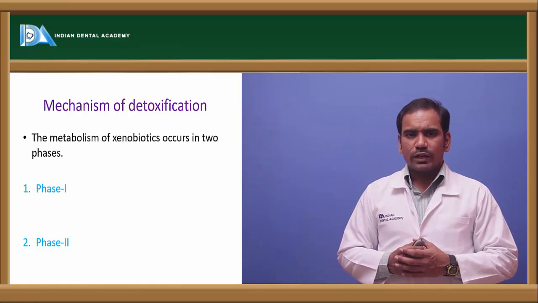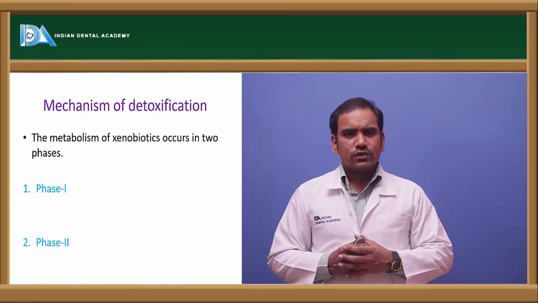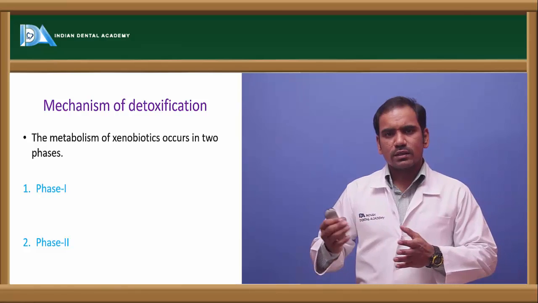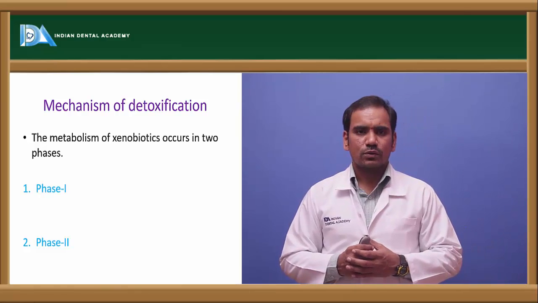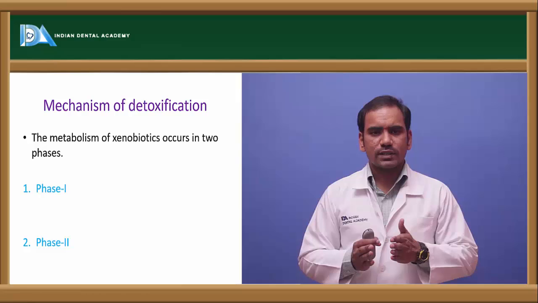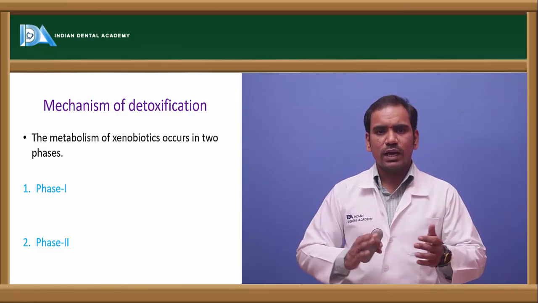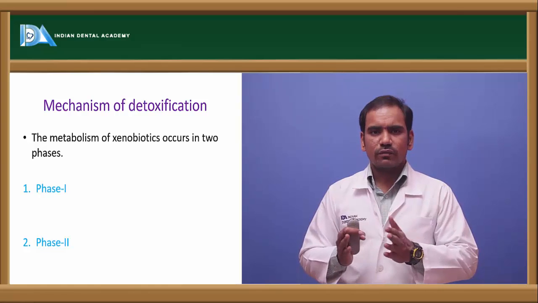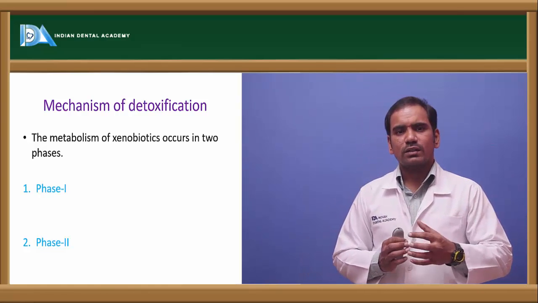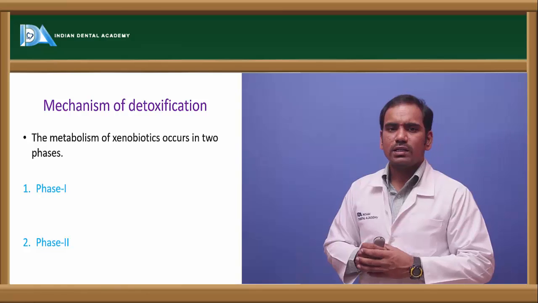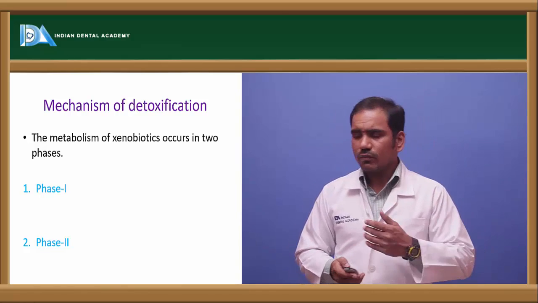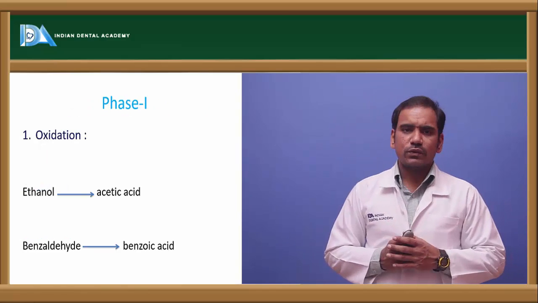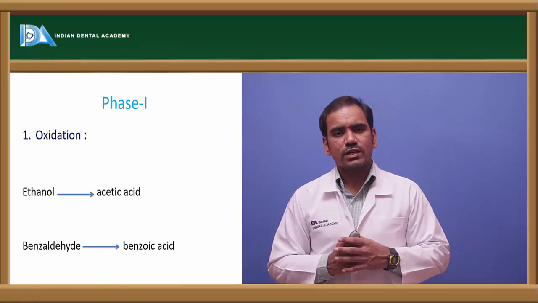Coming to the mechanism of detoxification. These toxic compounds are processed in two phases. The toxic compound undergoes detoxification in two phases, phase 1 and phase 2 reactions. These two phases are involved in the conversion of a toxic compound to a less toxic compound. Coming to what phase 1 reactions are, what happens in phase 1 reactions?